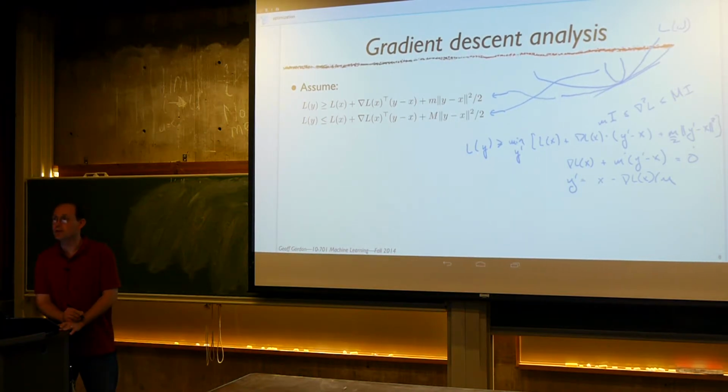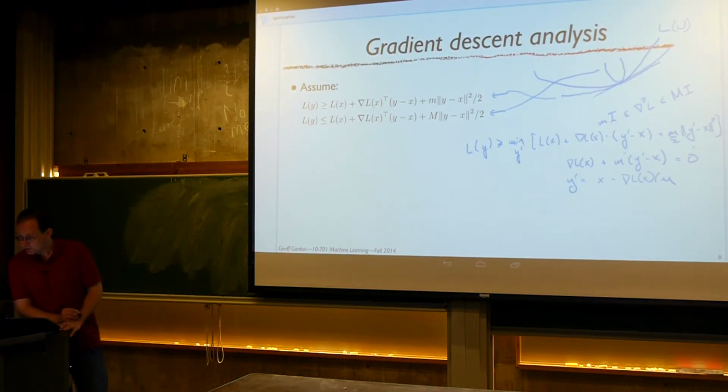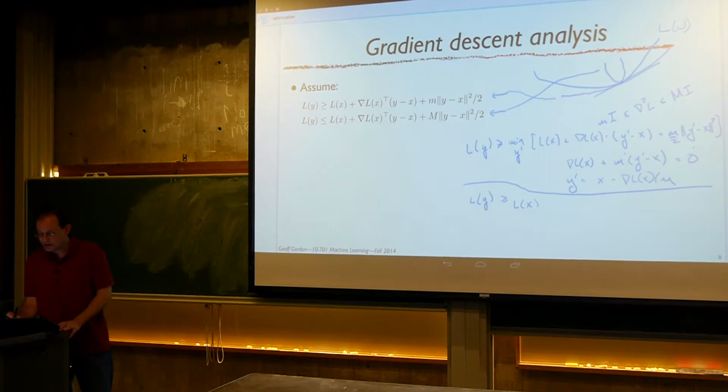That's right, the derivative with respect to y prime on the right-hand side to carry out that minimization. Okay? So now if I substitute in that value of y prime, then I will get that L of y is bigger than or equal to L of x. And now y prime minus x is just the negative gradient of L divided by m, right? And so if you take the dot product, that's going to be minus 1 over m times the norm squared of the gradient.